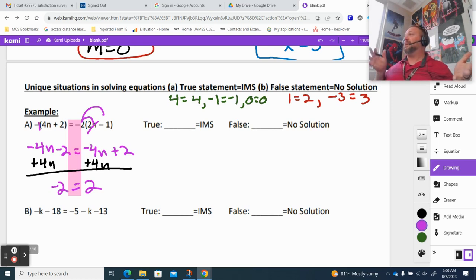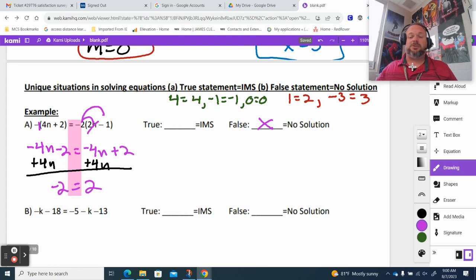Okay, this is a false statement. Like when they say high school is going to be easy or teaching is going to be fun. Okay, this is a false statement. This is no solution. Now, there's a couple ways on your test that you can write this.